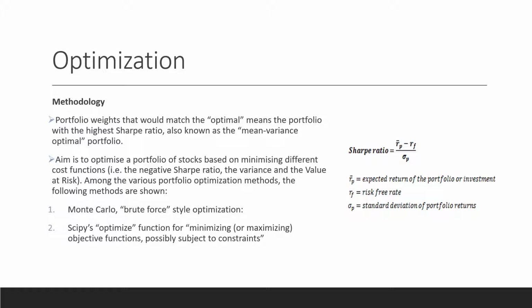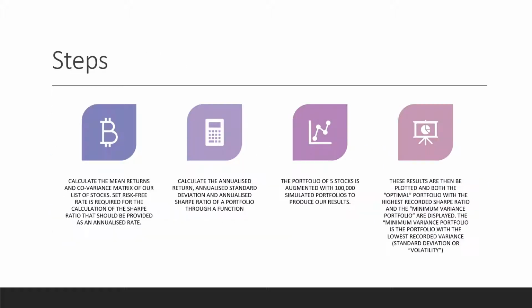Sharpe ratio is what we are trying to maximize in our portfolio over here, and while doing that, we are also trying to minimize the variance for the portfolio. As you can see, we are using two methods: Monte Carlo brute force style optimization and SciPy's optimize function. That is for minimizing. We use it for minimizing objective functions, and in our case, we can minimize the negative Sharpe ratio. That is thereby maximizing the Sharpe ratio. There are the steps in doing so.